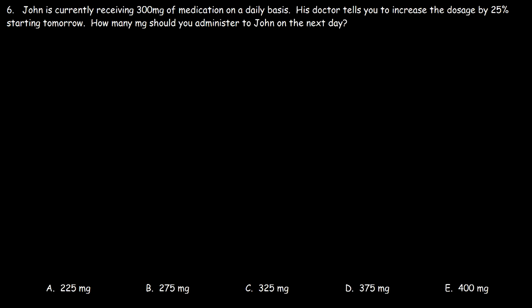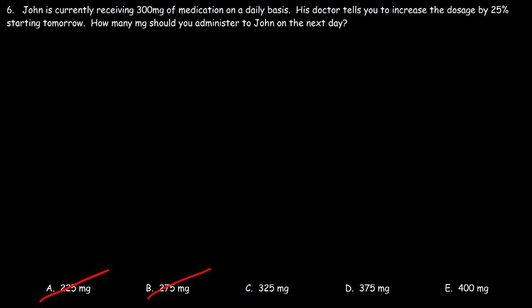Number 6. John is currently receiving 300 milligrams of medication on a daily basis. His doctor tells you to increase the dosage by 25% starting tomorrow. How many milligrams should you administer to John on the next day? So first, we need to realize that you need to administer more than 300 because we're dealing with a percent increase problem. So therefore, it can't be less than 300, so it's not going to be A or B.